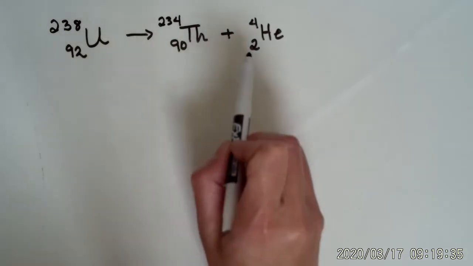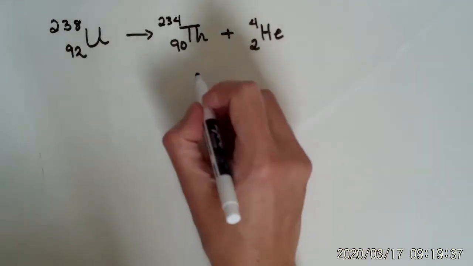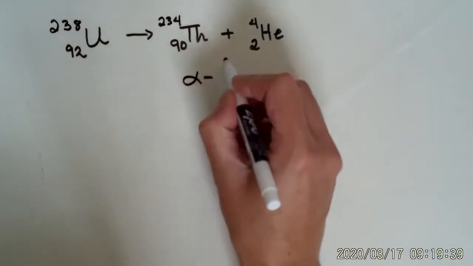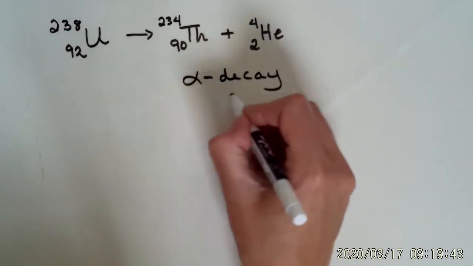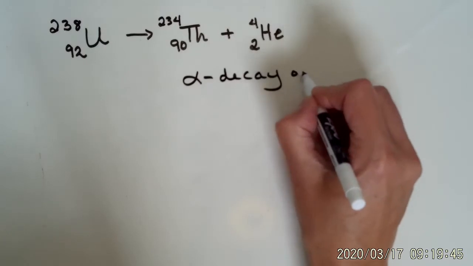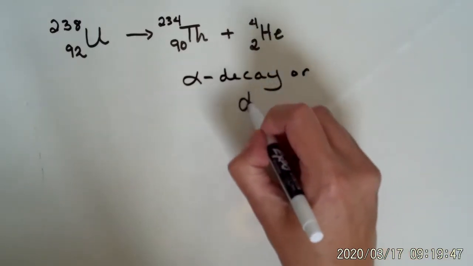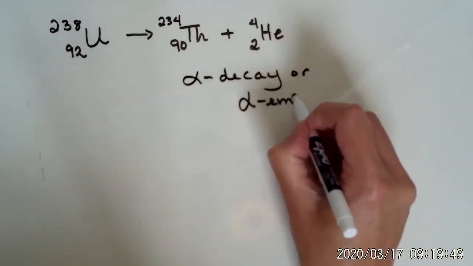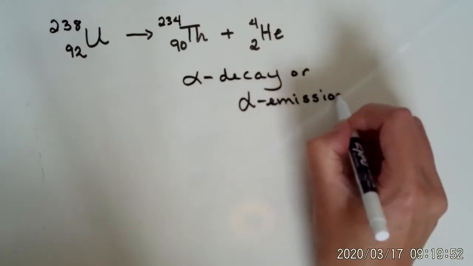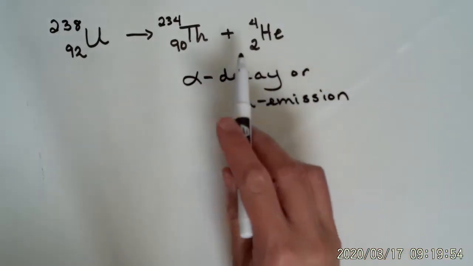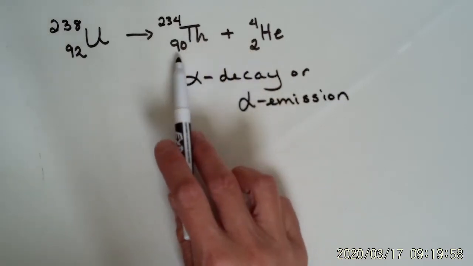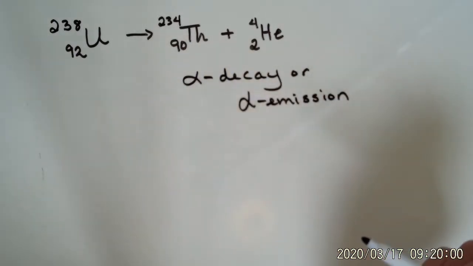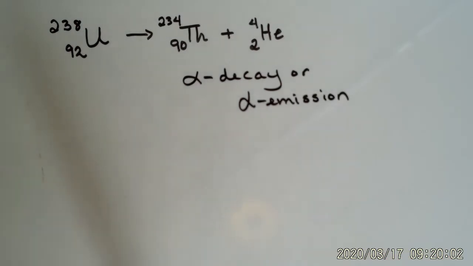Therefore, if I say that I am emitting an alpha particle, this is an alpha decay or alpha emission. Then we know that we're losing a helium nuclide. So once we have that, we know this has to be thorium-234. So let's try another example.